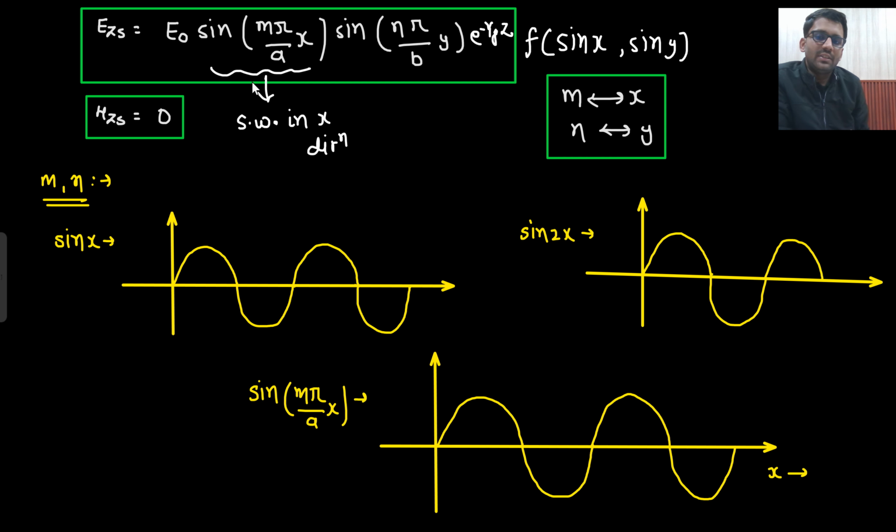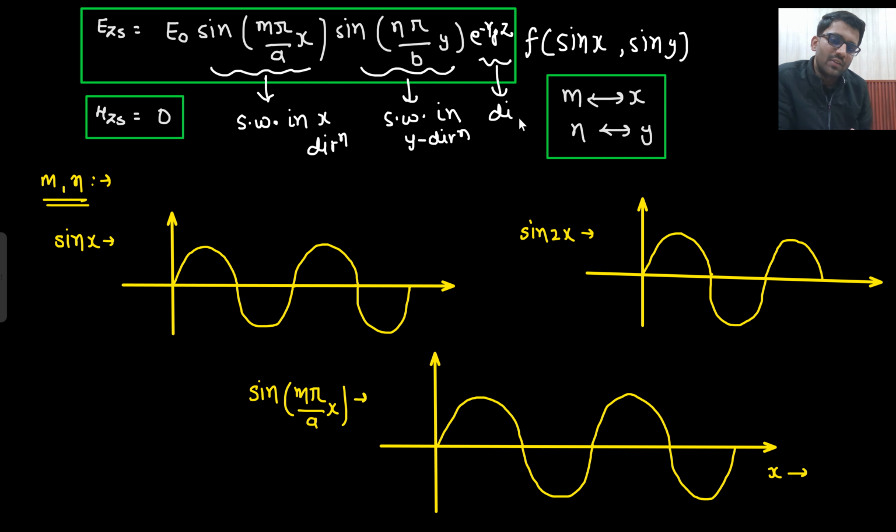So what does this represent? Standing wave in x direction. What does this represent? Standing wave in y direction. And what does this represent? Direction of wave propagation, or I should have written traveling wave in z direction.